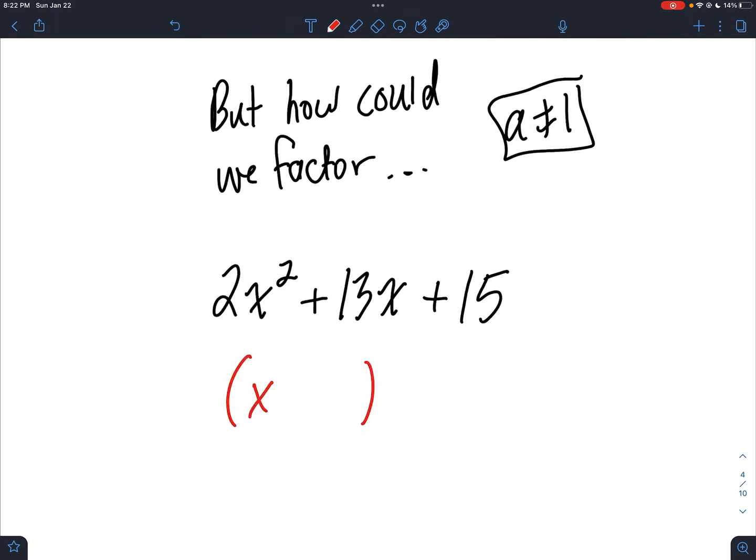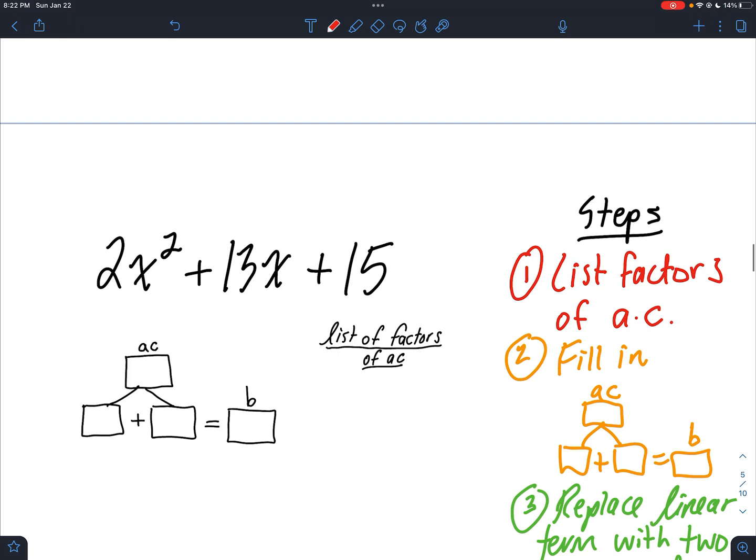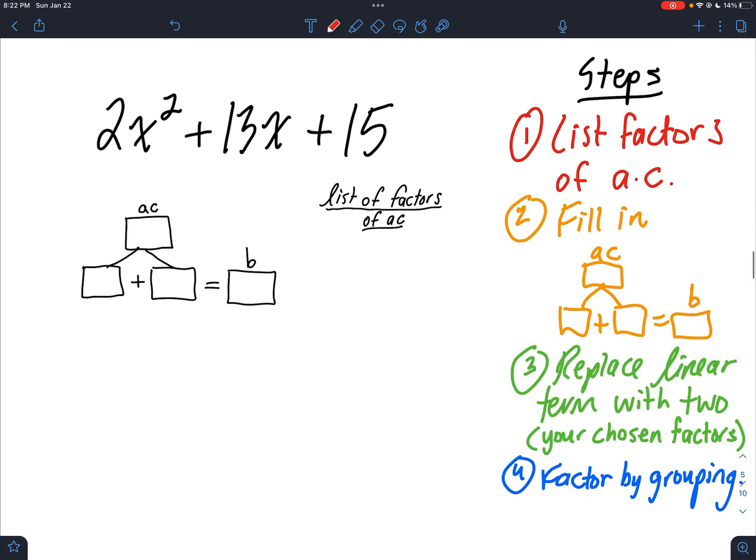So yeah, that method doesn't really work very well if A is not 1, because this is no longer valid, because there's got to be a 2 in there if the F in FOIL is going to distribute correctly. So that method that I just showed you, it doesn't really work when A isn't 1. But how would you do it in general? How could you solve any quadratic and factor it?